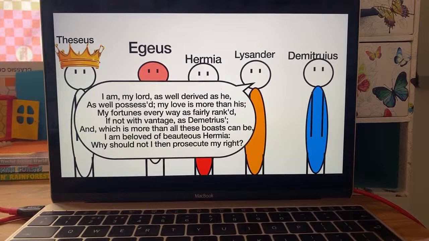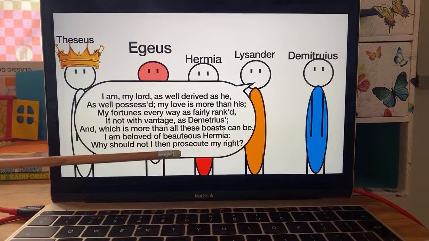It was going so well until the last line, right? So I am as well derived as he, as well possessed. My love is more than his. So in other words, I'm just as good as he is. I actually love Hermia more than he does. My fortune's every way is fairly ranked, if not with vantage. Like, I'm definitely as rich as him. I might actually have a bit of an advantage over him. And more importantly than everything else, Hermia really loves me. But then he sort of says, should I not prosecute my right? What a lovely way of saying, I think I should get married to her. It's his right. It's his right to be in love with Hermia.